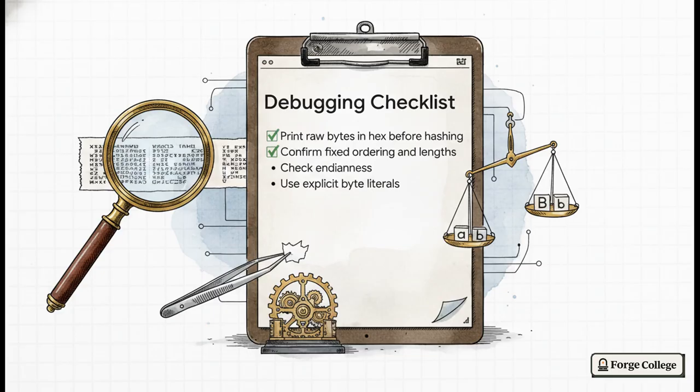First, print your raw bytes in hex before hashing so you can see exactly what's going in. Confirm your length prefix strings and fixed ordering. Check your endianness, whether your computer reads bytes as little endian or big endian, because mixing those up will completely scramble your digest. Remove any stray white space or new lines hitching a ride, and use explicit byte literals. This is basic, common sense QA, but I promise you it'll save your keyboard from being thrown out the window.